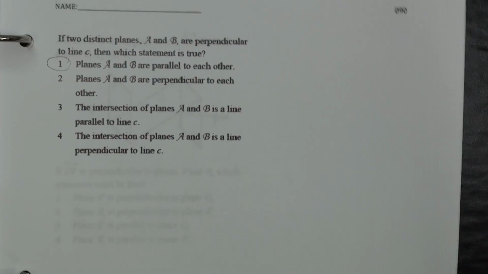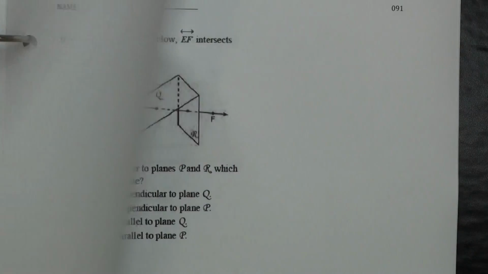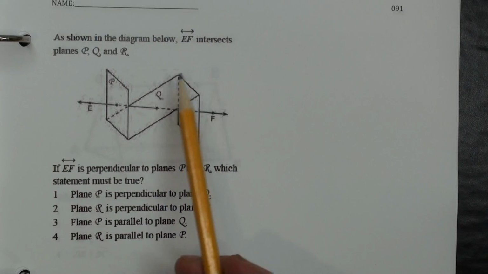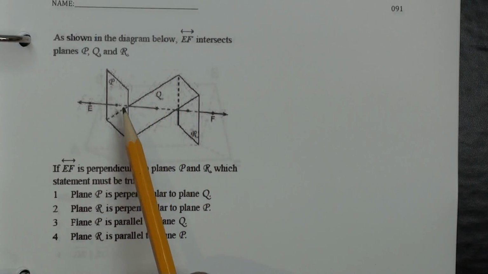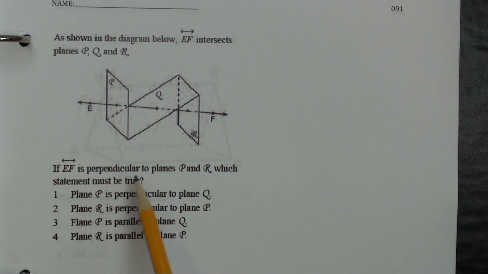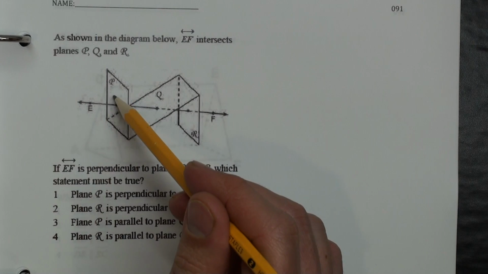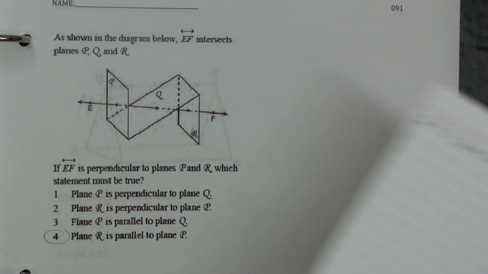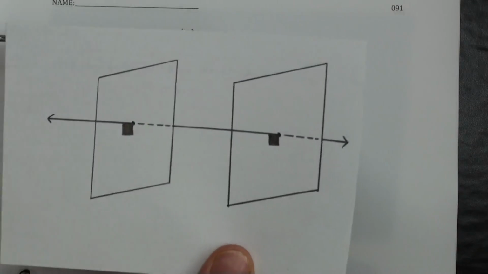And I think we have one more of these, which should be the same deal. Or maybe not. EF intersects PQ and R. PQR, EF has intersected them. If EF is perpendicular to P and R, which statement must be true? That means P and R must be parallel. And that is based on card 9. Okay?